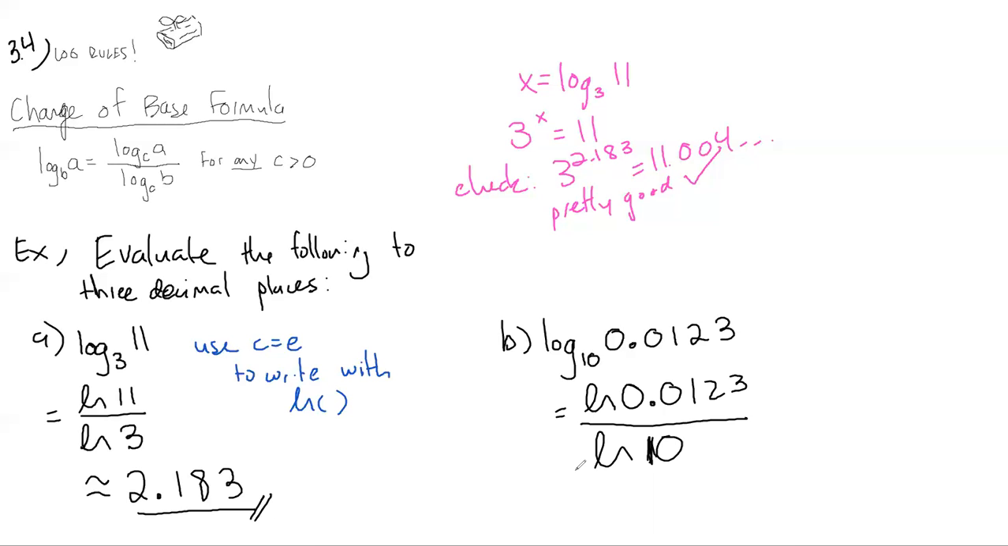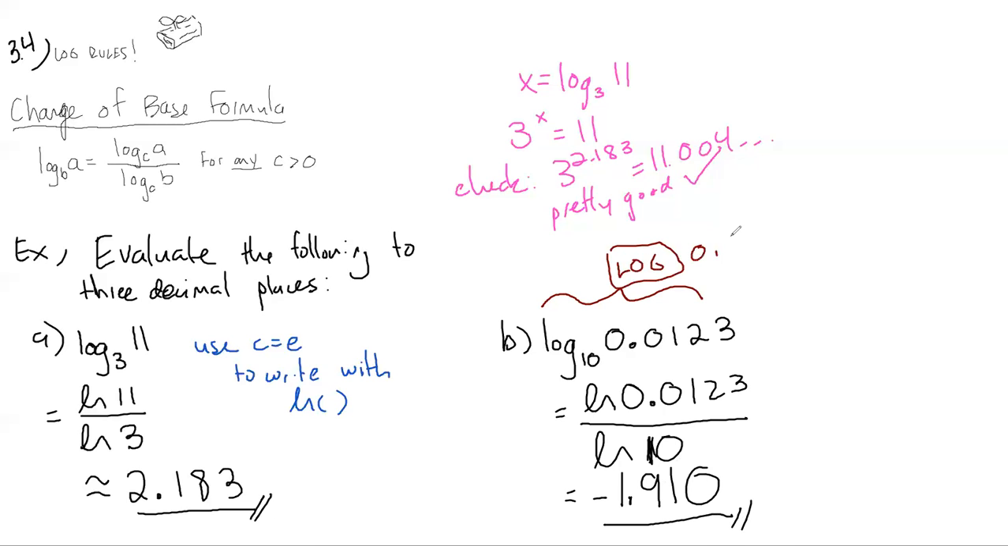But yeah, we can evaluate this. Ln of 0.0123 divided by ln 10. And when I punch that in, I'm getting negative 1.910, to 3 decimal places. I can do 2 checks on this because I did a log base 10. If I did log of 0.0123, I would get hopefully the same thing. Yeah, I get the same thing, which is good. Negative 1.910, good.